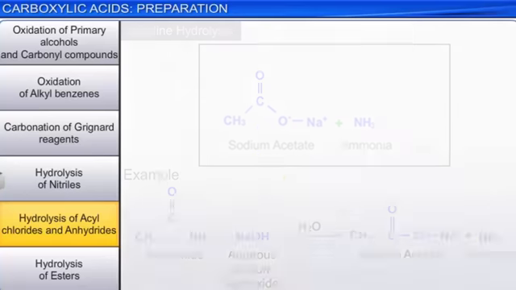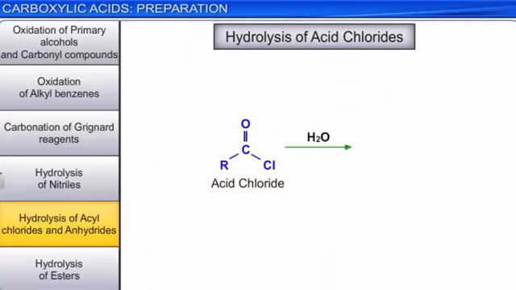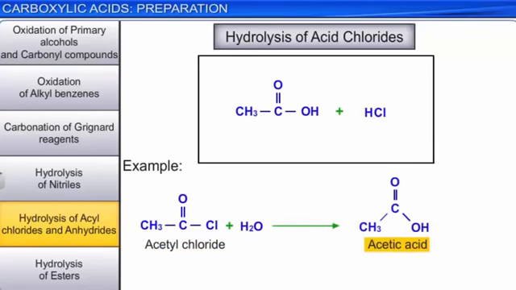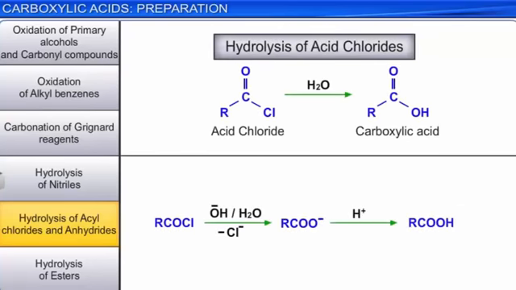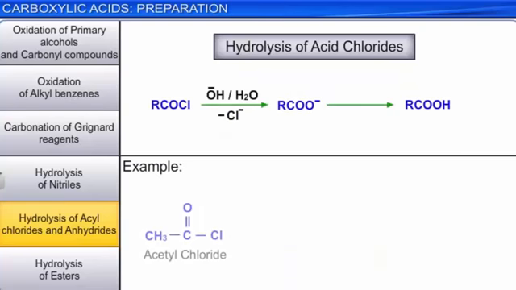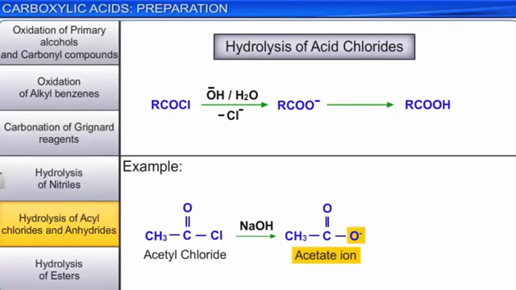Acid chlorides, on hydrolysis, give carboxylic acids. For example, acetyl chloride on hydrolysis in presence of water gives acetic acid and hydrochloric acid. The hydrolysis of acid chlorides occurs readily in presence of an alkali. Hydrolysis in the presence of an alkali first yields carboxylate ions, which on acidification give the corresponding carboxylic acids. For example, when acetyl chloride is hydrolyzed with an alkali, it first yields acetate ions, which give acetic acid on acidification.